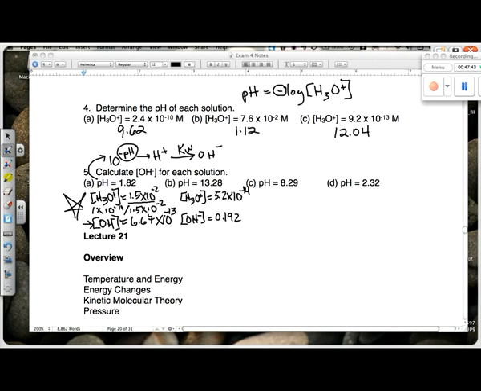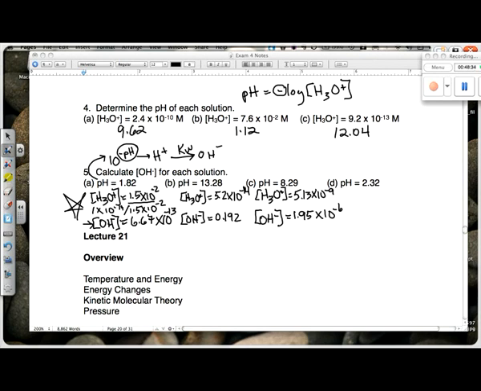All right. C, second log negative 8.29. This gives me the H3O plus. So you go directly from pH to H. You go directly from pOH to OH. Anyway, 5.13 times 10 to the minus 9. And then 1 times 10 to the minus 14 divided by the 5.13 times 10 to the negative 9 to get my OH minus. 1.95 times 10 to the minus 6.